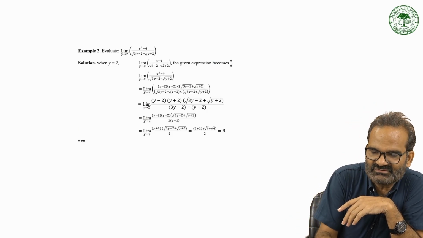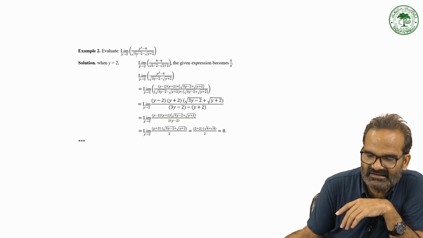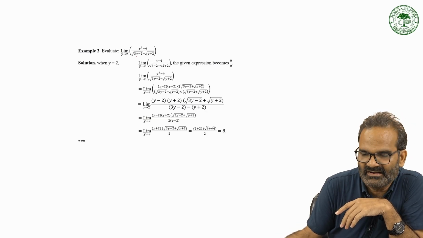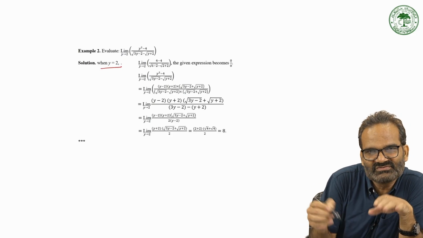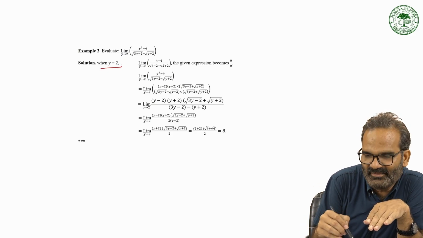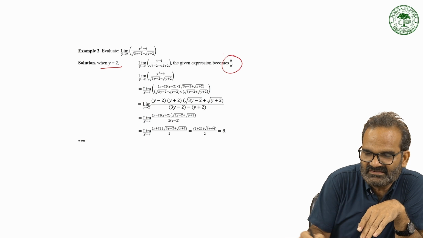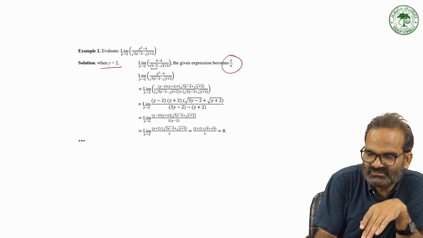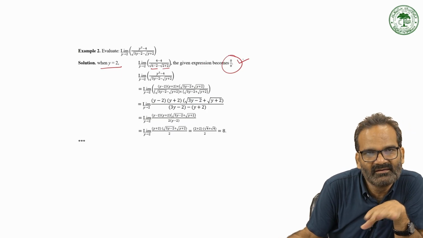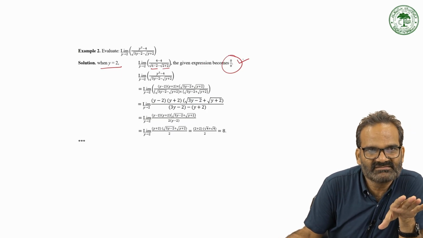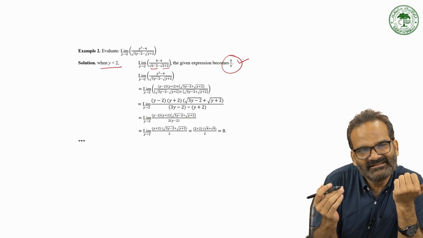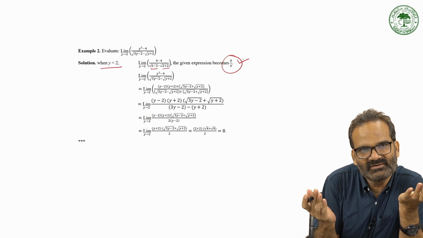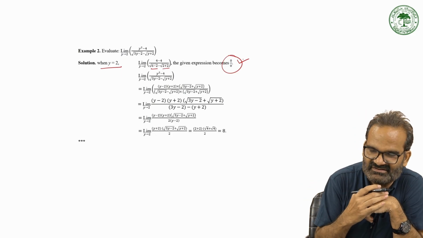Evaluate limit y tends to 0, y square minus 1 divided by root 3y minus 2 minus root y plus 2. Now, we will use the same technique: put y equals 0, use the method of direct substitution. What will happen? You are getting 0 upon 0, because 4 minus 4 divided by root 6 minus 2, this is 4, root 2 plus 2, this is 4, 4 minus 4, 0. The method of direct substitution fails. We cannot use the factorization method because the denominator contains a square root. So the only way out is the method of rationalization.